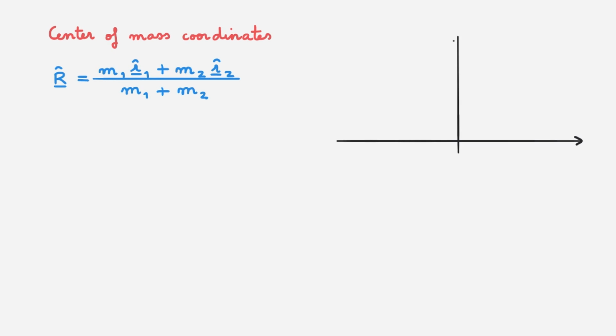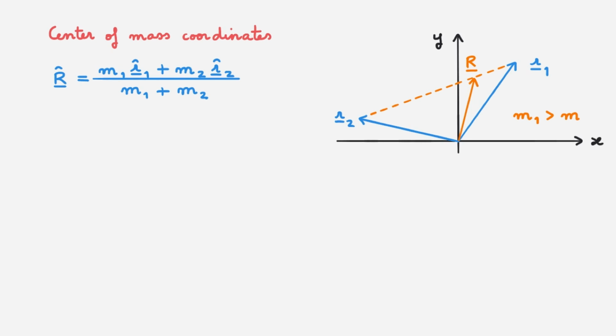Pictorially, we can draw a coordinate system again, place particle 1 here and particle 2 here, and the center of mass coordinate is a mass-weighted average of the positions of the two particles. So for example, it would be somewhere between the two particles here. And this example corresponds to particle 1 being heavier than particle 2, so the center of mass is closer to particle 1. If you're familiar with classical physics, then you will recognize this definition.